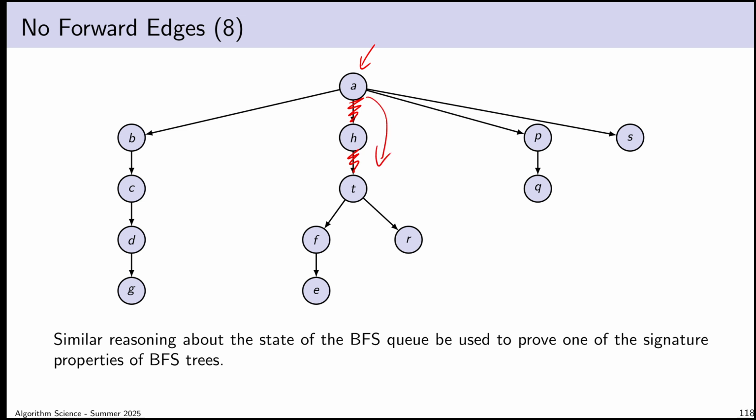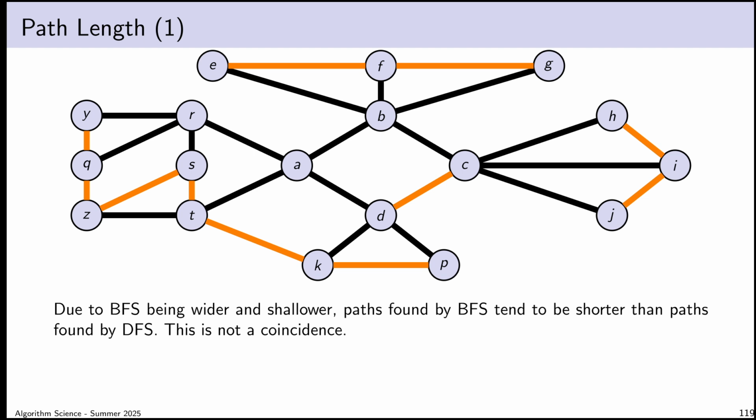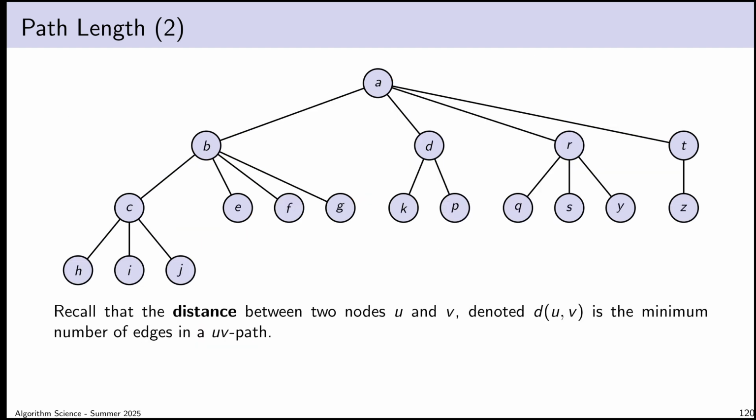The path I come up with will have the minimum possible length in terms of number of edges. And that is a signature characteristic of BFS trees. Due to the trees being wider and shallower, of course, the paths found by BFS tend to be shorter. And again, this is not a coincidence. And I have to remind us of some notation we learned a few lectures ago.